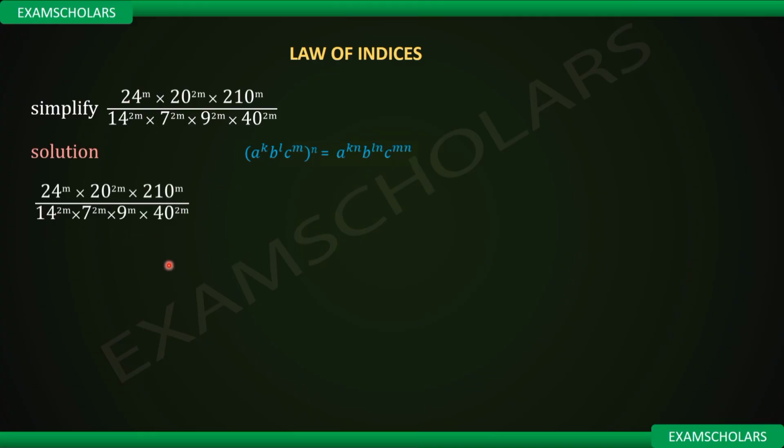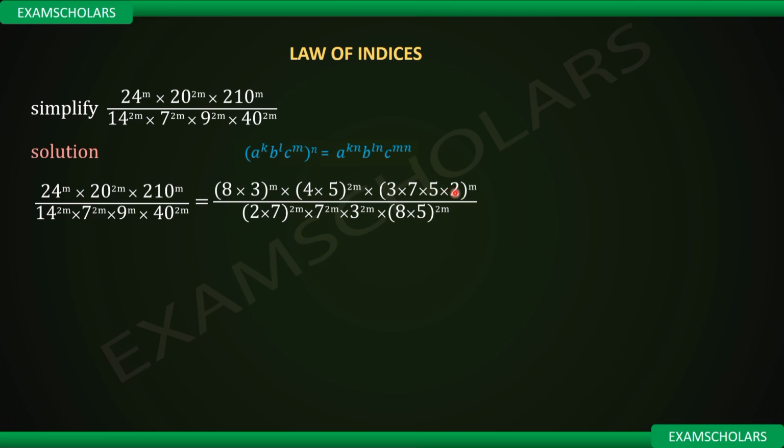Okay, now let's break it down. What we have here can turn to this. You have your 24, 8 times 3 raised to power m. You have your 20, 4 times 5 raised to power 2m. You have your 210, 3 times 7, which is 21, times 5 times 2. Everything will give you 210. 5 times 2, 10. 3 times 7, 21. 21 times 10, 210 raised to power m. Now your 14 is still the same thing as 2 times 7. Your 9 is 3 raised to power 2. That will now give us 3 raised to power 2m. Your 40 is 8 times 5. The next step is, let's now break it down.